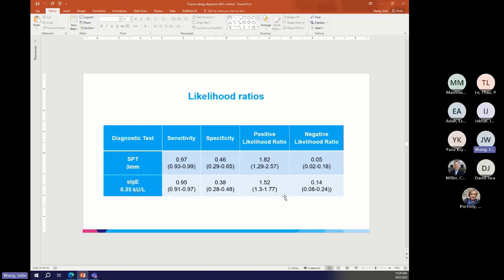Now, using the data, we also analyze likelihood ratios. And so likelihood ratios are used to assess two things. One, the potential utility of a particular diagnostic test and how likely it is that a patient has that condition. And so likelihood ratios are basically a ratio of the probability that a test result is correct to the probability that the test result is incorrect. So the positive likelihood ratio is defined as sensitivity over 1 minus specificity, whereas the negative likelihood ratio is 1 minus sensitivity divided by the specificity.